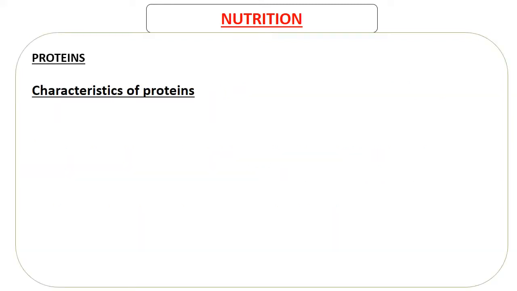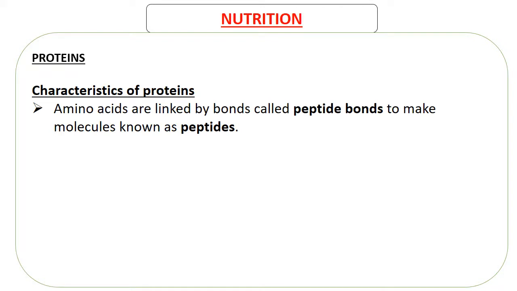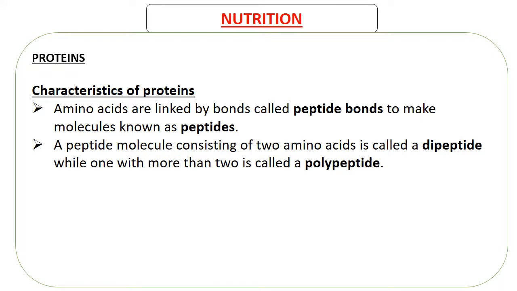We continue with characteristics of proteins. Amino acids are linked by bonds called peptide bonds to make molecules known as peptides. Two amino acids can be joined by a bond called a peptide bond, and what is made when two or more amino acids are joined is called a peptide. There are types of peptides. They are called dipeptides, which are made when two amino acids are joined. Di means two, by the way.